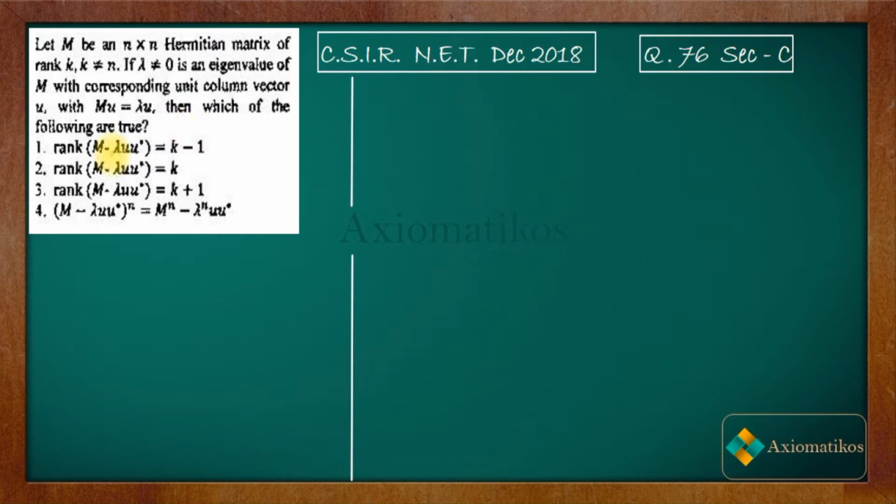So what are the options telling us? The options are telling us that you have to find out the rank of M minus lambda u star. So now let us first try to understand what M minus lambda u star is by just taking an example, and using that example we can actually discard two options, but we cannot prove from them.